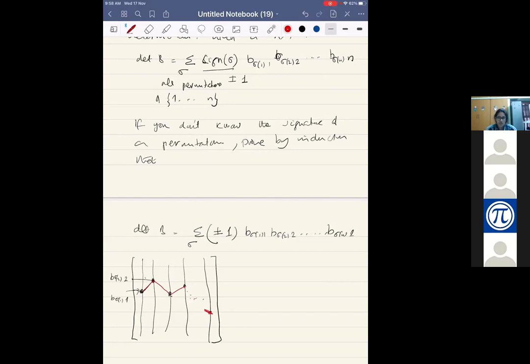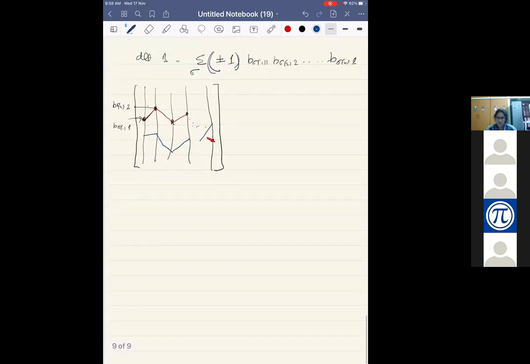Then another permutation will give you something like this, ending somewhere. Take all these products and add them up and put in a suitable sign, which is plus or minus 1, depending on which sigma you take. It's not really important for our present purpose whether that's plus 1 or minus 1. This you can prove by induction, starting from our definition of the determinant.